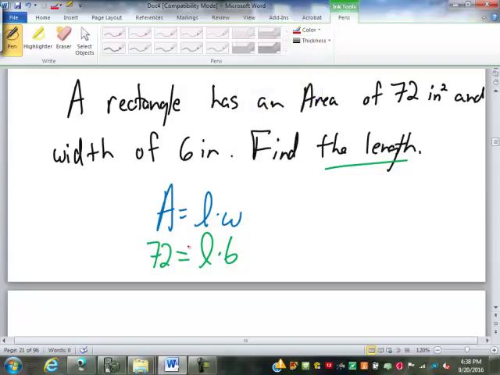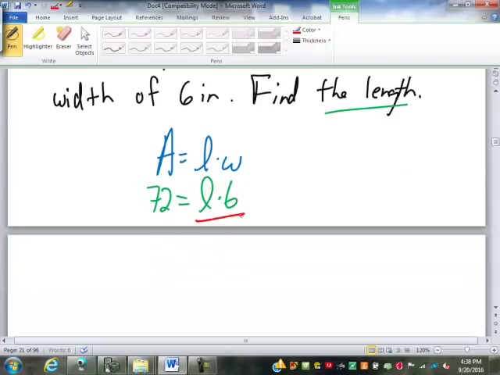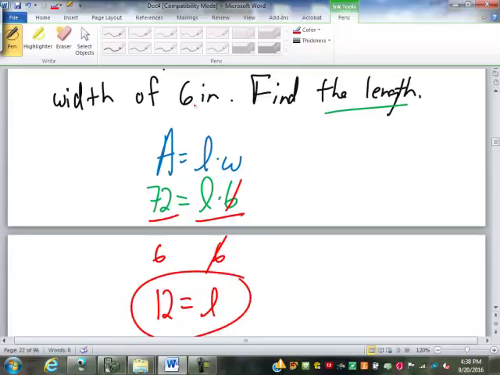So now how do I solve this? Yeah, L is multiplied by 6, so I'm going to divide by 6. 72 divided by 6 is 12, so my length is 12. To be accurate, I should go back and find the units in the problem. That is 12 inches.